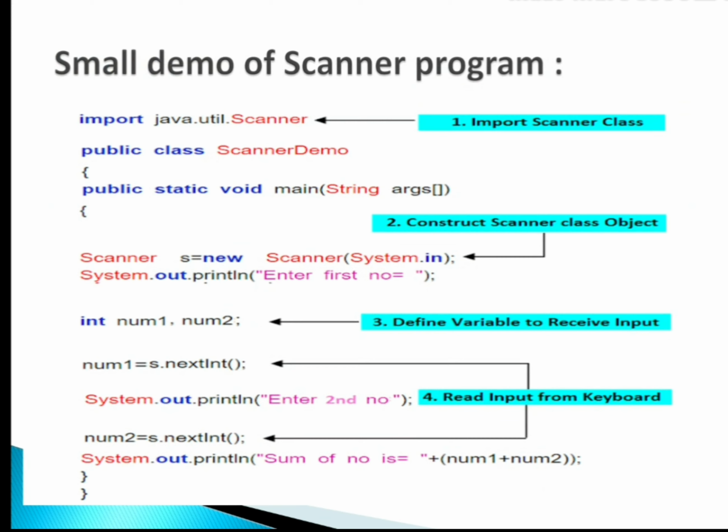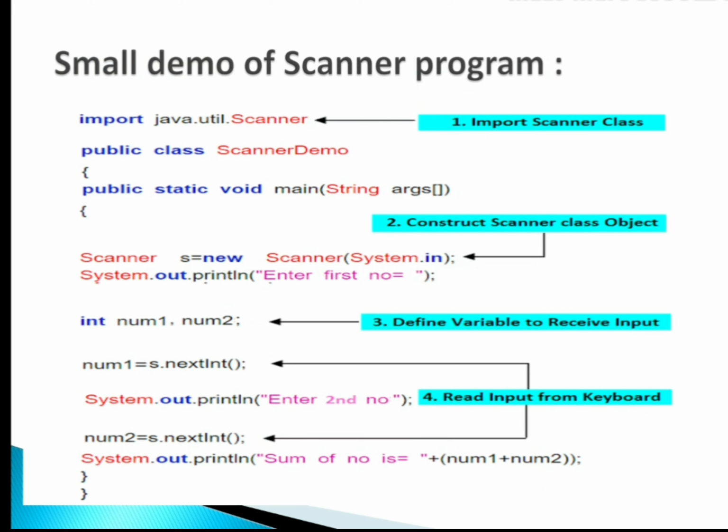And then see, we are accepting two numbers in integer format. Then we have to write s dot next int. S is an object. See, Scanner s is equal to new Scanner(System.in). S is an object of Scanner class. We have to accept integer value. That's why we are writing s dot next int. Next int accepts value in integer format. It never requires any conversion.